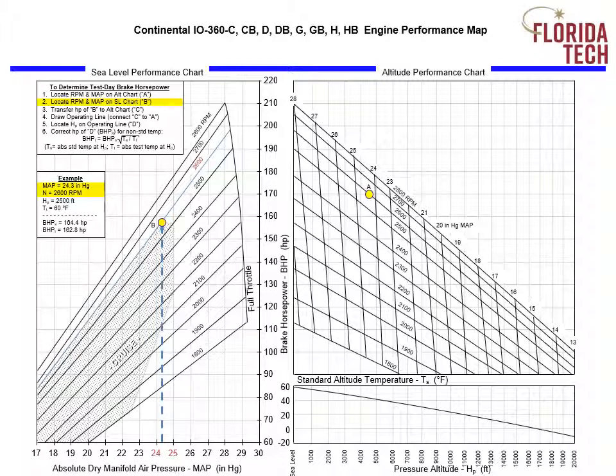Next is step 2. Locate our RPM and manifold pressure on the sea level chart, which is the left chart, and label that point B. Again, we're looking for 2600 RPM and 24.3 manifold pressure. Manifold pressure is on the x-axis, and I've put 24 and 25 in red to show you where 24.3 would be. Then we just have to find the grid line that corresponds to 2600 RPM, and I've put that in red as well. So where those intersect is going to be our point B.